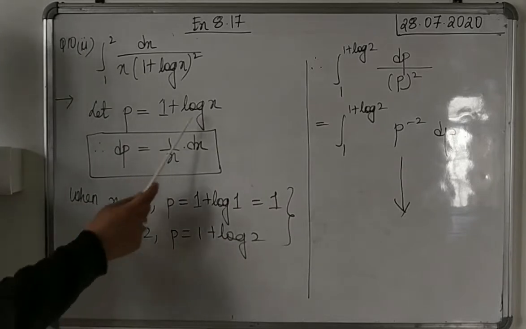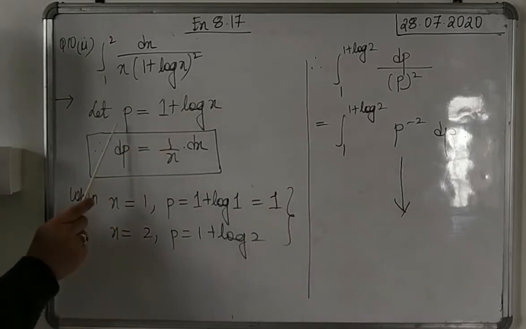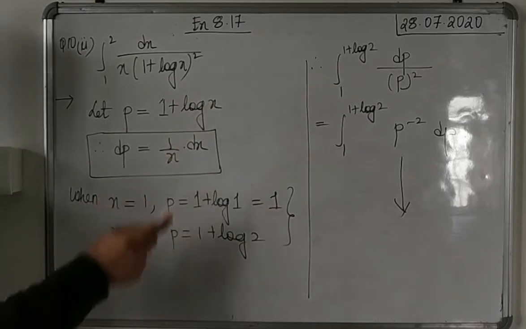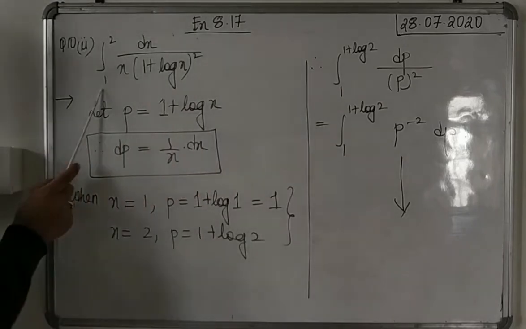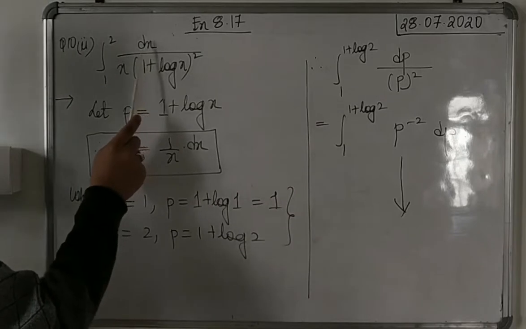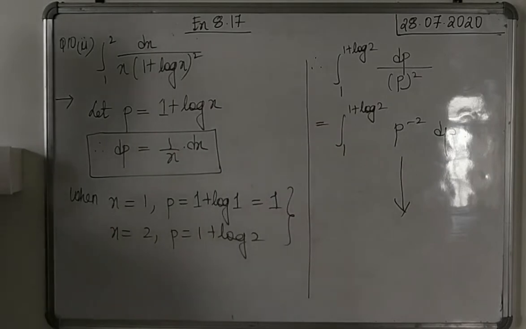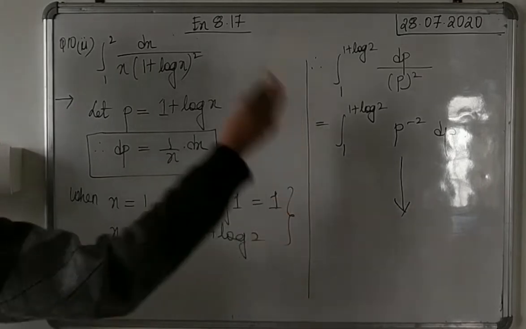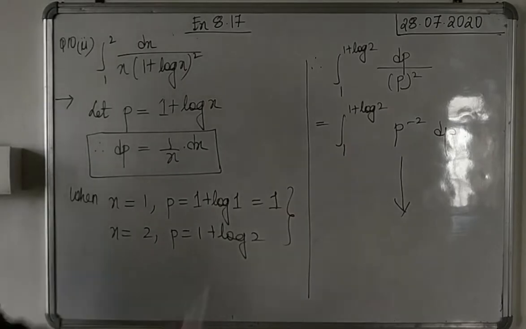Now come the limits. When x equals 1, log 1 is 0, so p equals 1. Okay, 1 plus 0 is 1. When x equals 2, log 2 remains as it is, p equals 1 plus log 2. So therefore I get integration, lower limit 1, upper limit changes from 2 to 1 plus log 2. This dx by x is dp. This is p square, take it up, p to the power minus 2. Now this becomes p to the power minus 1 divided by minus 1. Take it outside and put the limits, you get your final answer. Please pause the video and complete this as well. Okay?